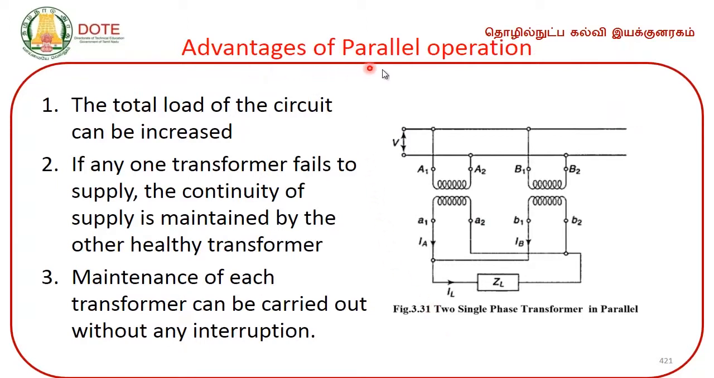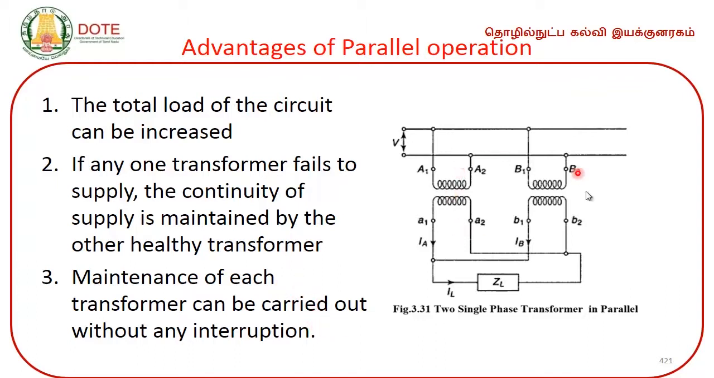So, these are the few advantages of parallel operation. Number 1, the total load of the circuit can be increased. Number 2, if any one transformer fails to supply, the continuity of supply is maintained by the other healthy transformer. Number 3, maintenance of each transformer can be carried out without any interruption.